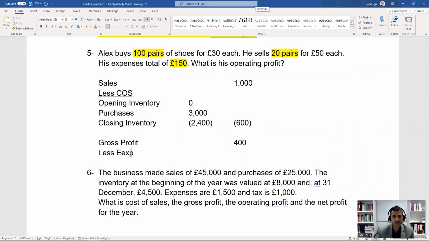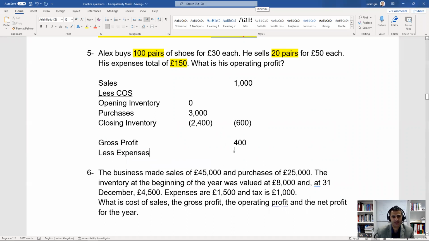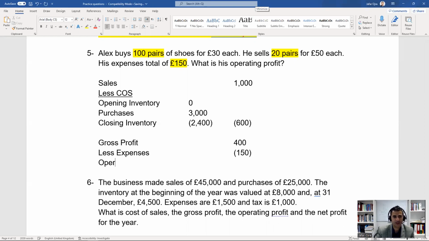How much are the expenses in the question? We have £150. And that way you will have the operating profit of £250. 200 and what? And 50 pounds. That is the answer. The answer is £250.